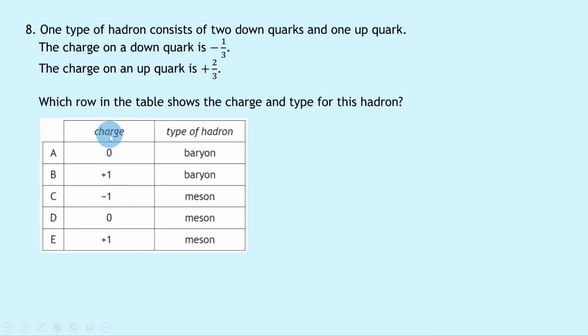Well, firstly, let's find the total charge. So we have 2 down quarks and 1 up quark, and we're given the charge on each. So we can write that the charge is equal to minus a third plus minus a third plus 2/3, which will cancel each other out to give a charge of 0. So this means we're left with either answer A or answer D.